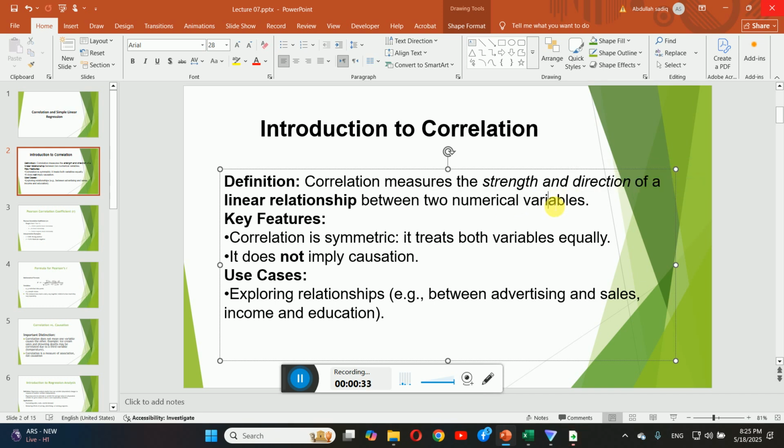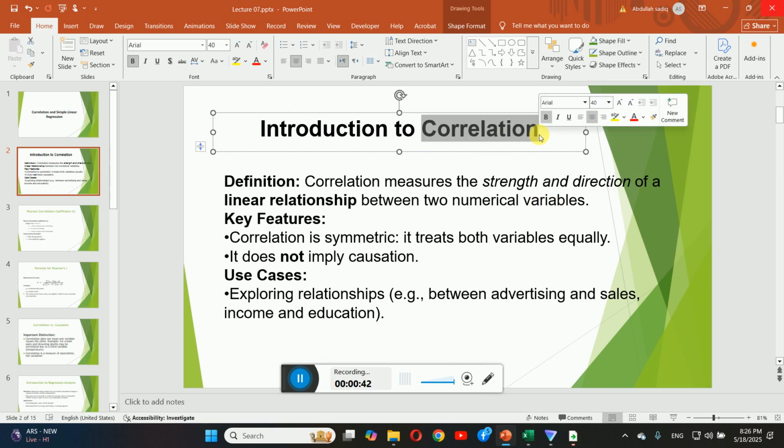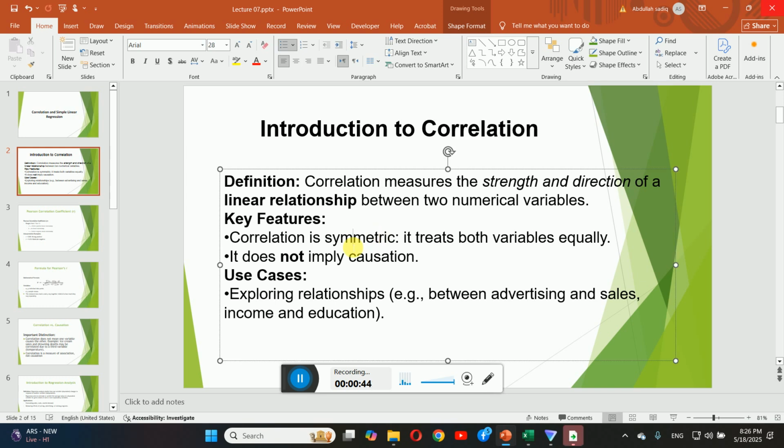Dear students, if you have two variables and you are interested to know how these variables are related, for this purpose we have the function of correlation. Correlation is symmetric. It treats both variables equally. If you have two variables x and y and try to know how they are related, keep in mind the relationship is symmetric. If you find the relationship between x and y or y and x, the answer will be the same. And it does not imply causation.